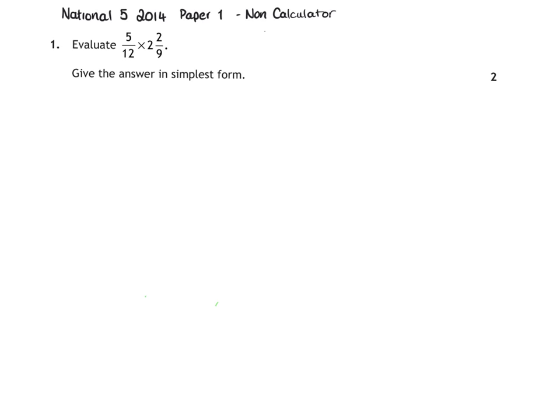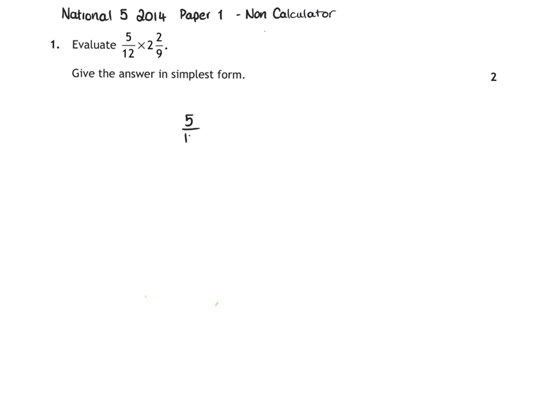Okay, so going to work through the National 5 2014 paper 1. So this is the non-calculator paper and going through the questions. Right, so let's start. Our first question is: evaluate 5/12 times 2 and 2/9.